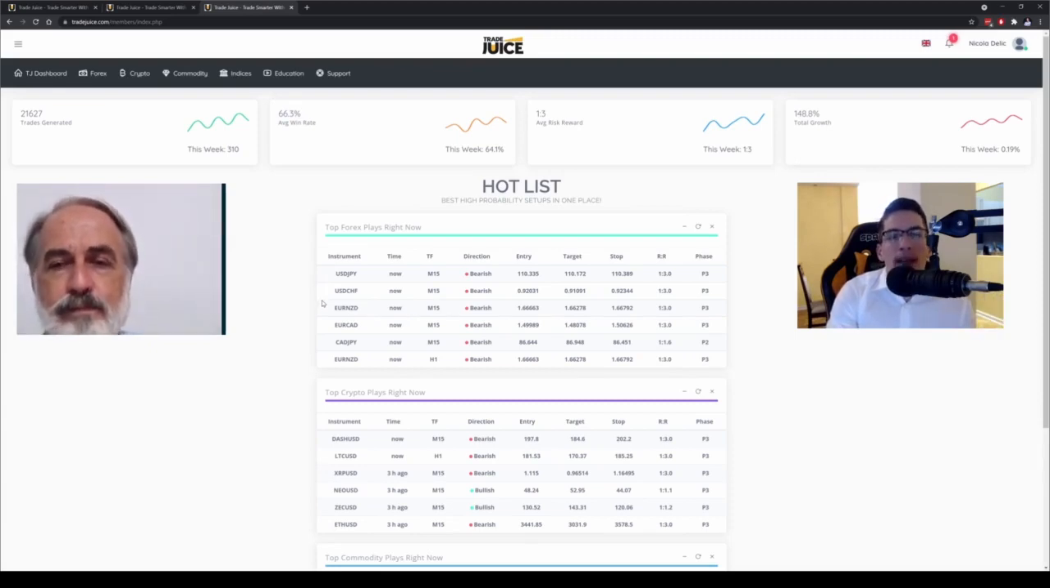Like we put version 3 out a few weeks ago, and we are already working on version 4. And we are going to continue to work on the Tradejuice algos and try to make them even better for the next 10 years, in my opinion, minimum.